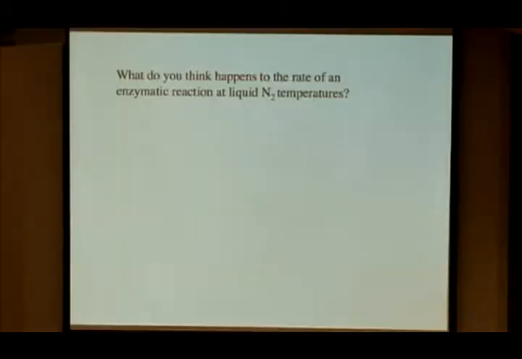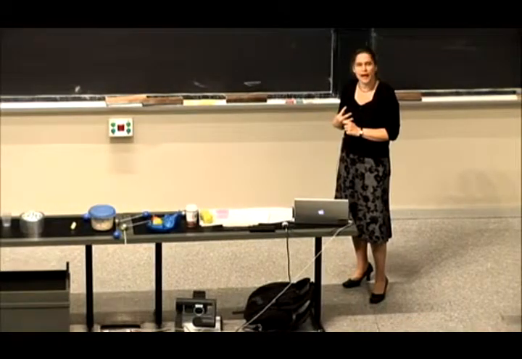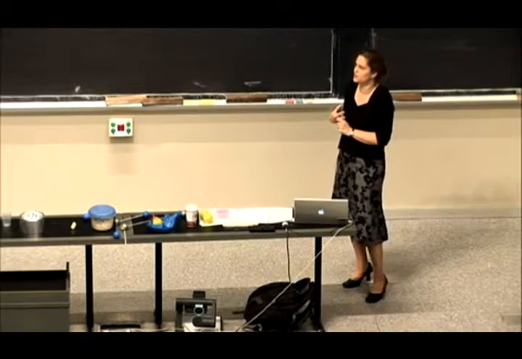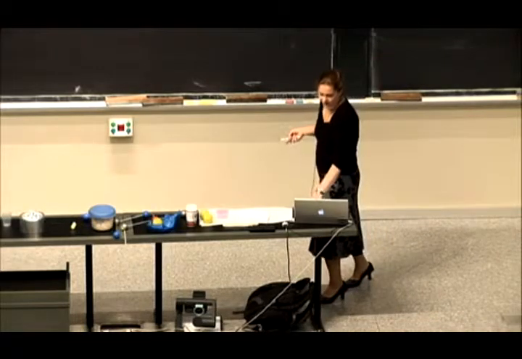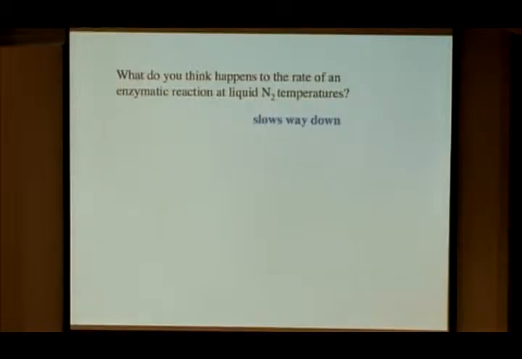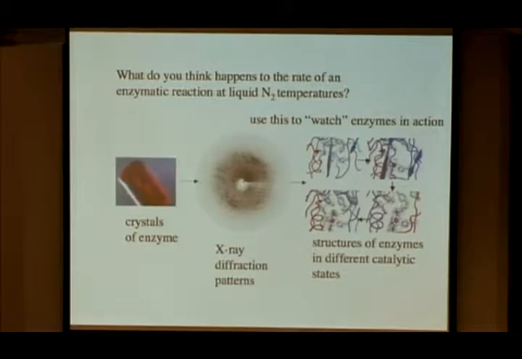So what do you think happens to the rate of an enzymatic reaction at liquid nitrogen temperatures? We looked at going from 37 degrees to 35. Liquid nitrogen is pretty cold. So not a whole lot happens at liquid nitrogen temperatures as far as enzymes go. And I'll just mention, so it slows way down, that this is a trick that I use in my research.